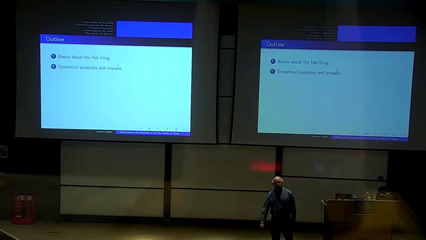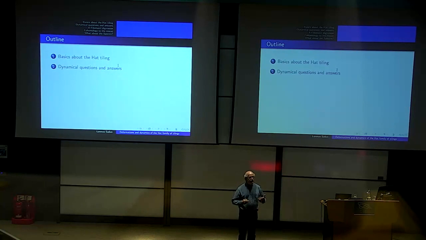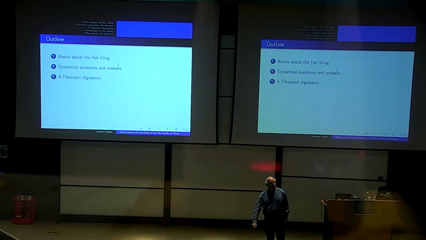And then I'm going to pose a bunch of dynamical questions about the hat family of tilings and provide you with some answers. And the answers are going to be opaque and filled with all sorts of jargon. And so then we're going to do a digression talking about the Fibonacci tiling, in which we can explain what the heck that jargon actually means. We're going to see the process of what happens with the hat tiling in a similar one-dimensional setting.